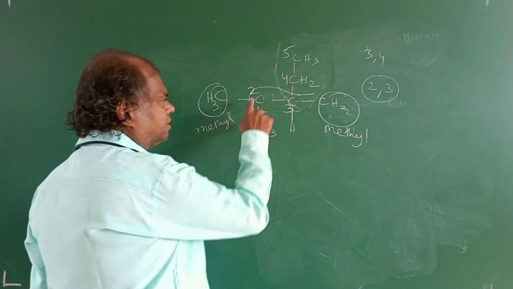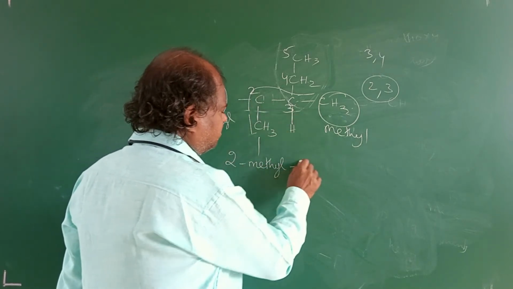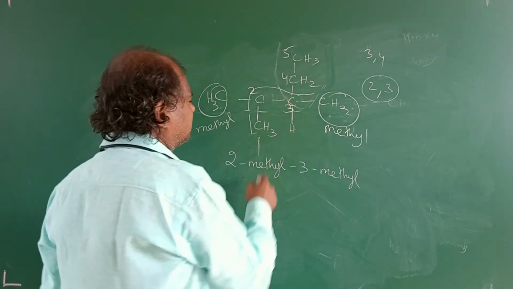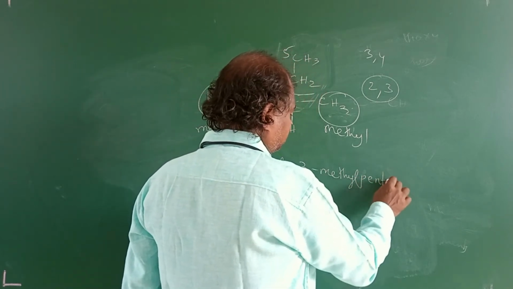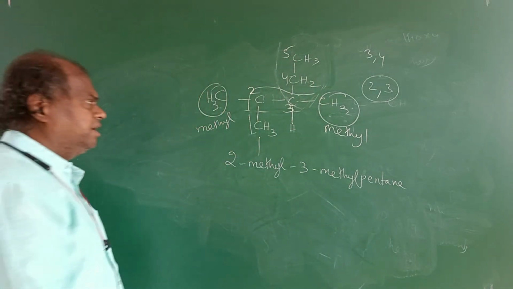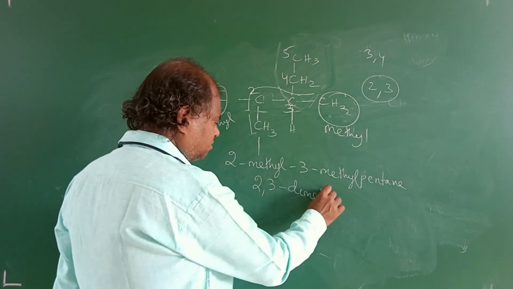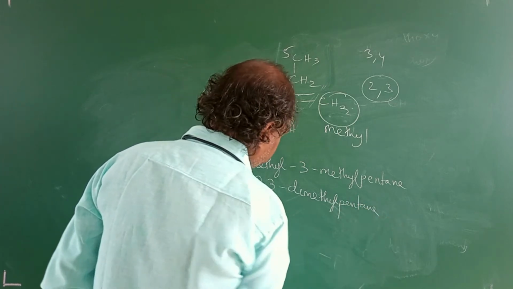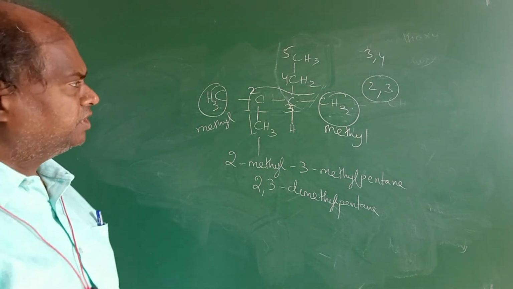So the name of this compound will be 2-methyl, 3-methyl. 5 carbon atoms, what is it? Pentane. 2-methyl, 3-methyl pentane. Instead of writing methyl 2 times, you can write 2,3-dimethyl pentane. You can write this way also. So repeating it 2 times, right? 2,3-dimethyl pentane. Fine.